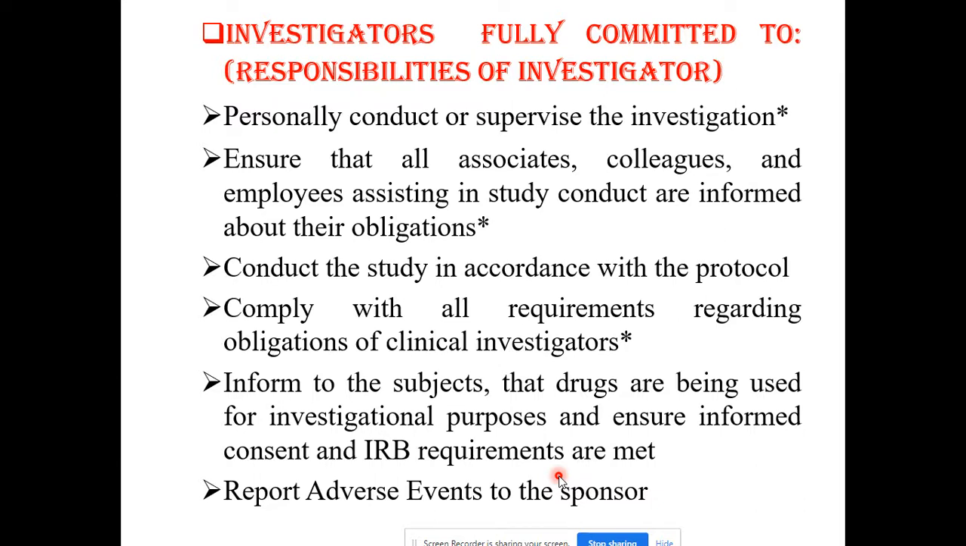Now try to understand, student, what I want to explain. The subjects which we are selecting, the human subjects, the human volunteers whom we include in our clinical trial study, should be well aware that the drugs are being used for the investigational purpose, and ensure the informed consent and IRB requirements are completely fulfilled.